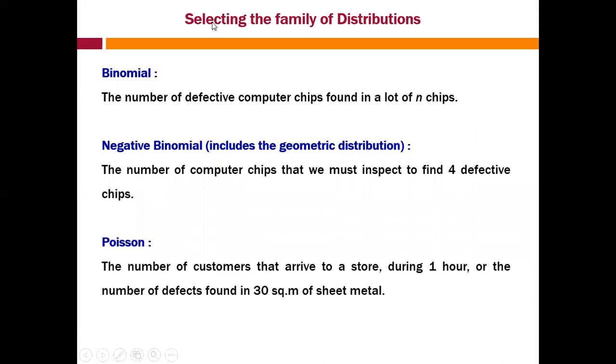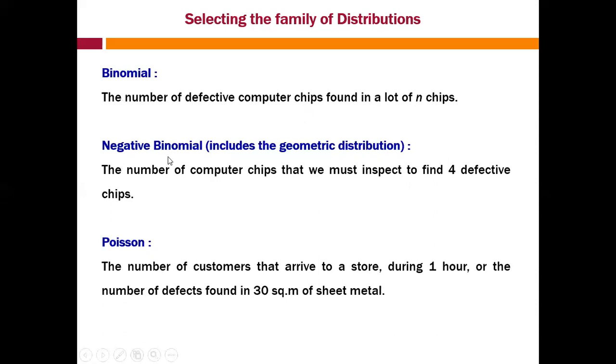Now the next topic is selecting the family of distributions. So what kind of distribution are we going to select for a particular real-time example? We have seen different types of discrete and continuous distributions, so let us see all these things. We can go for any of these types of distributions. The first one is binomial. I'm just giving you only the examples here, the definitions you have already seen in module 2. Binomial is the first one: the number of defective computer chips found in a lot of n chips. So this is one example for binomial distribution.